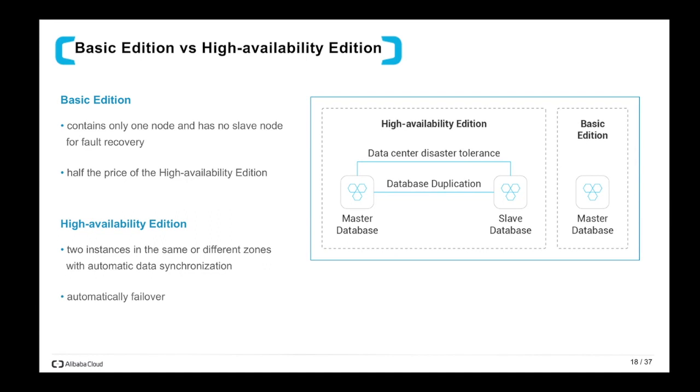Between basic edition and high availability edition: the basic edition contains only 1 node and has no slave node, so it can save your money. For high availability edition, there are 2 instances in the same or different zones with automatic data synchronization, and it supports automatic failover.